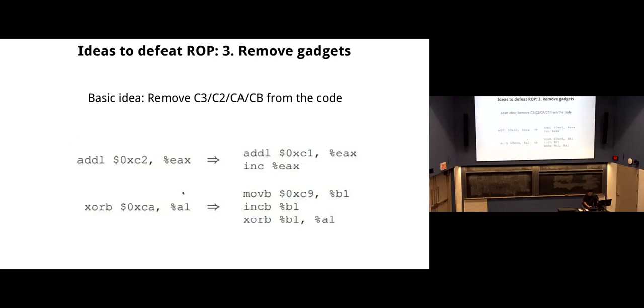Another one, let's say we add C2 to EAX. Here we have a C2. We just change that. We change to add C1 to EAX, then we increase EAX again. So by doing this, we remove C3 and C2, then there is no return instruction. Next one, the same, CA, we're doing exclusive OR. We just generate some equivalent code.